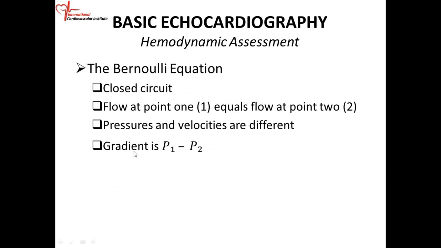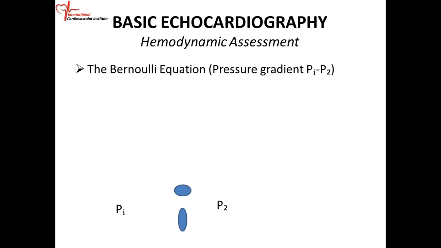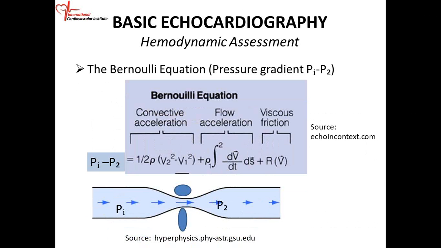When we talk about the gradient, it is a pressure difference, okay? And if you don't have a pump, your pressure higher up in the circuit is usually going to be greater than the pressure lower down in the circuit, unless you have a pump. So when we talk about the Bernoulli equation, okay, let us describe what we're talking about. We're talking about a flow in a closed circuit.